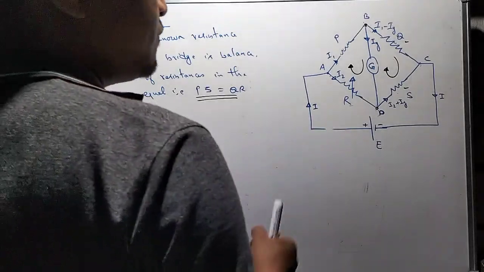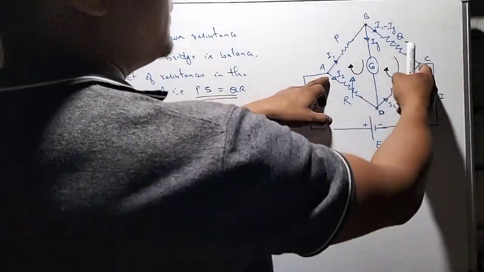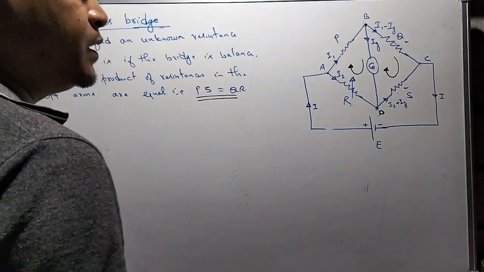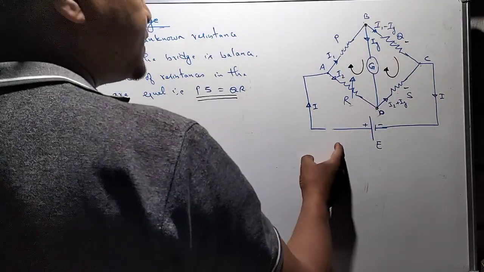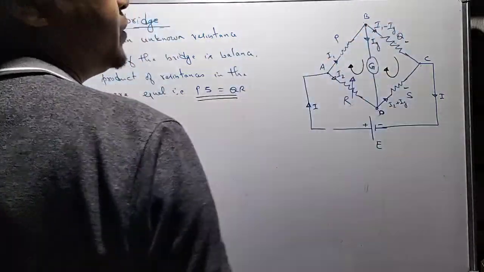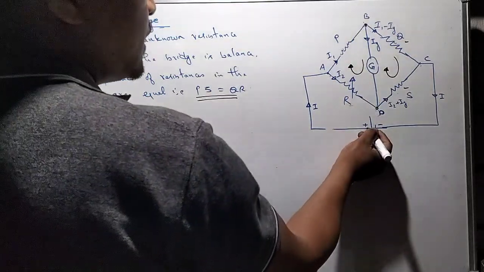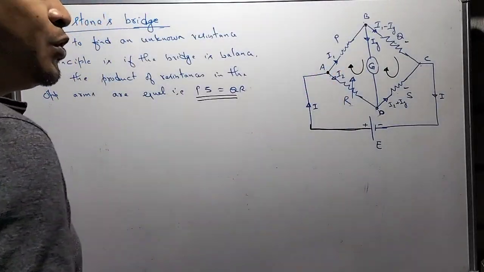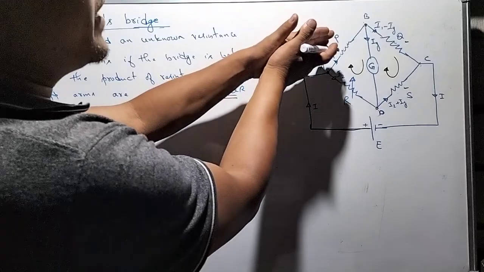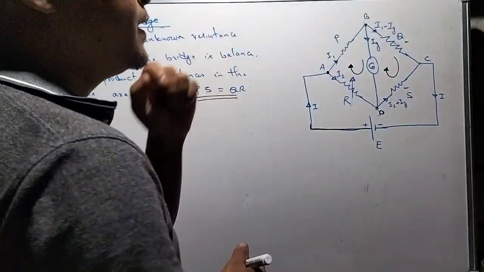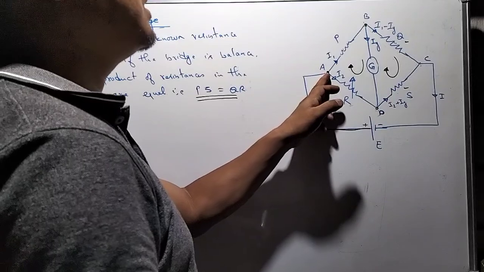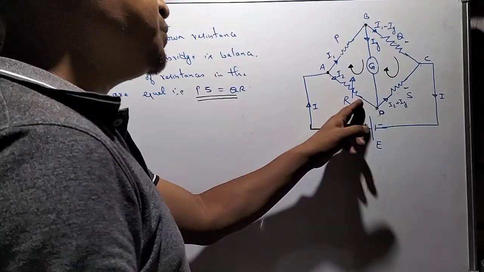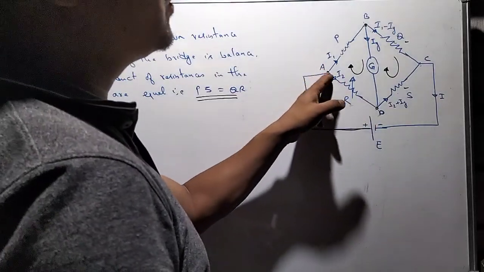Now, looking at the figure, we see that point A and point C are connected to a cell of EMF E. Now this cell E is sending a current I to the Wheatstone Bridge. This current I goes like this and reaches point A. So at point A, this current I will be divided into two parts. Let's say I1 is going along AB, that means through the resistance P, and I2 is going along AD, which means through the resistance R.